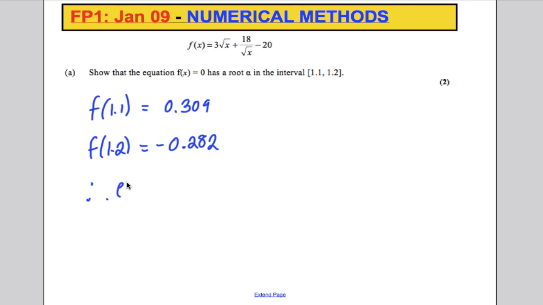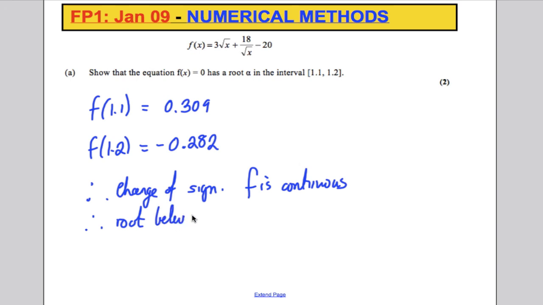And then you state that there's a change of sign. You state f is continuous, always must do this, and then you state therefore root between 1.1 and 1.2, and hey presto, you're done.